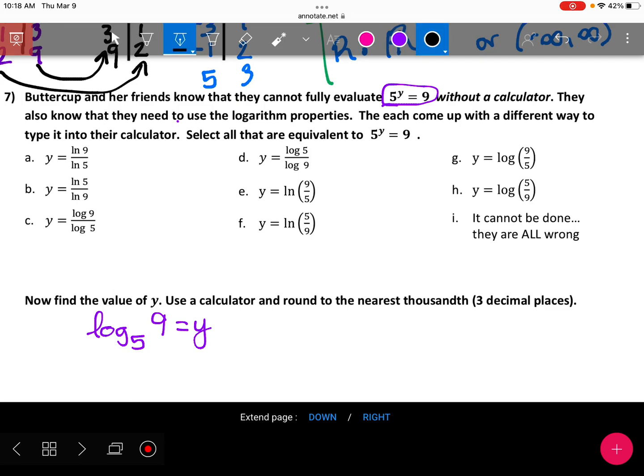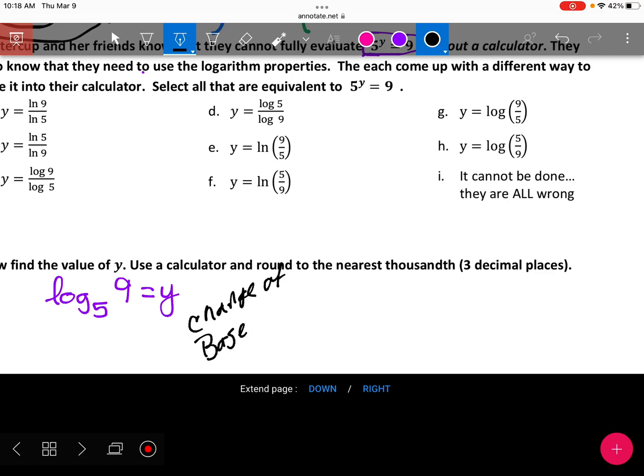From here, we're going to use the change of base. Most often than not, when we do change of base, we use the common log. It's not the only thing you can use, but most of the time we use common log. They have used, it looks like, both natural log and common log, so we're going to do both, because those are things we can type into the calculator. So when we do our change of base formula, which one's going to go on top, the 9 or the 5? The 9. And the bottom is going to have my base, 5.